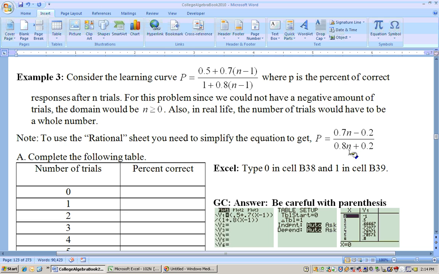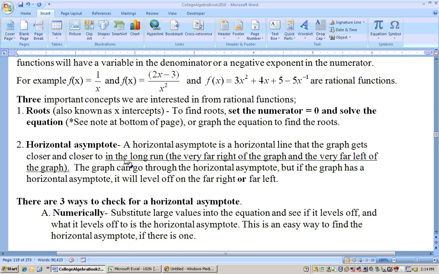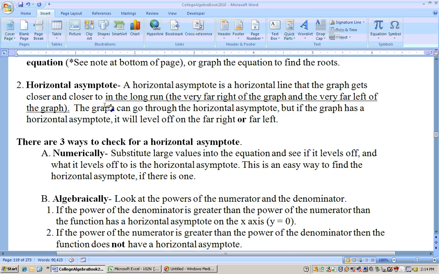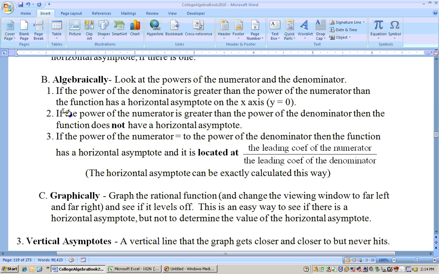Now, if I refer back to the first page of notes for this section, let me back up to there. The first page of notes tells us how to find x-intercepts, which are also known as roots. You find them by setting the numerator equal to 0. Like, for example, this function right here would have an x-intercept at 3/2 because you set the 2x minus 3 equal to 0. How to find horizontal asymptotes? Well, how to find horizontal asymptotes algebraically right here is what we're talking about.